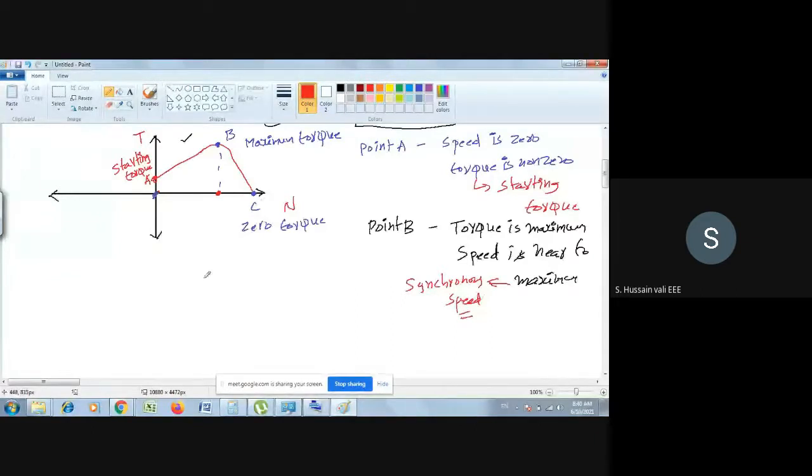So then I will write now point C. What do you find about point C? Speed is synchronous speed. What about the torque? Torque is 0. This is very important. So these are the three points. We will not go into more discussion beyond this. I would like to stick at this point itself, that the speed is synchronous speed, whereas the torque is 0.